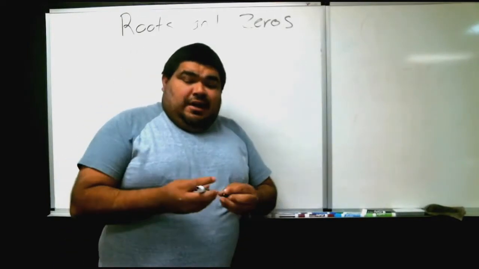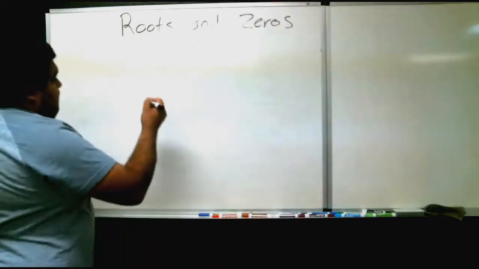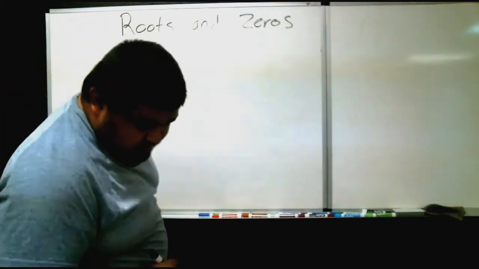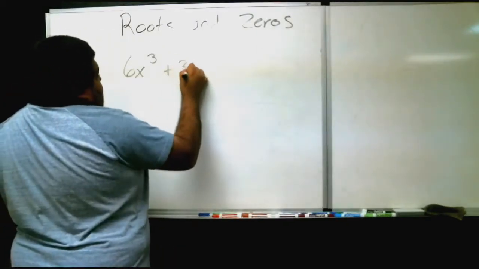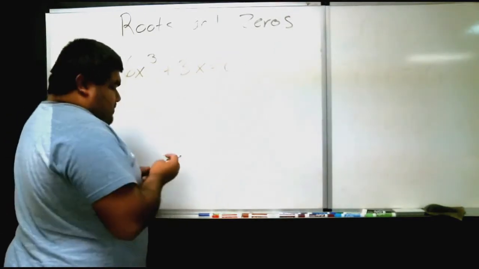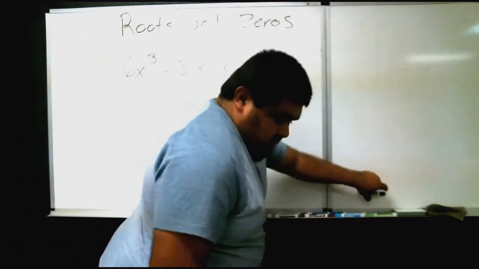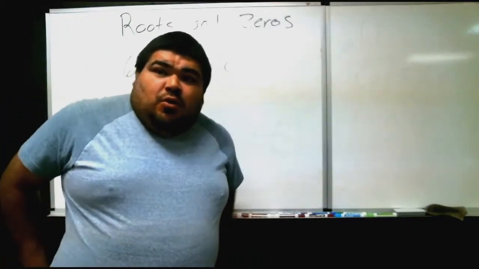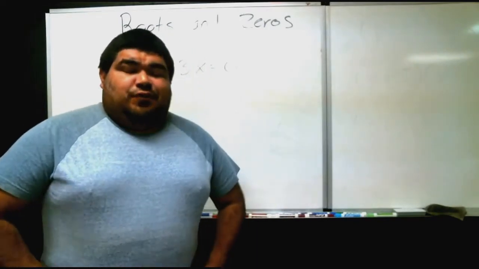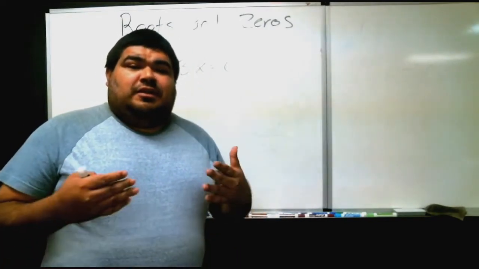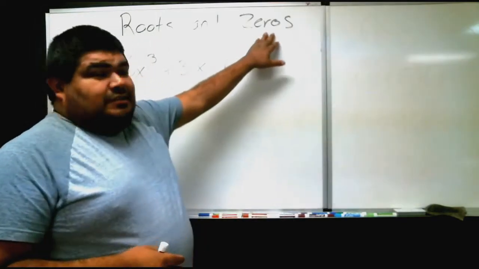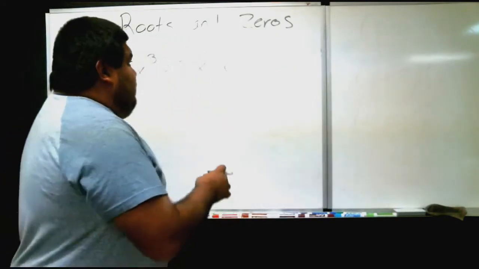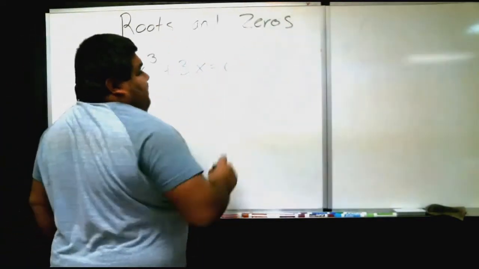So if I have something like 6x cubed plus 3x equals 0, okay? We're trying to find how many different possibilities, or how many different terms, we can find that will give us a 0. Meaning that we need to find how many roots will give us the 0.